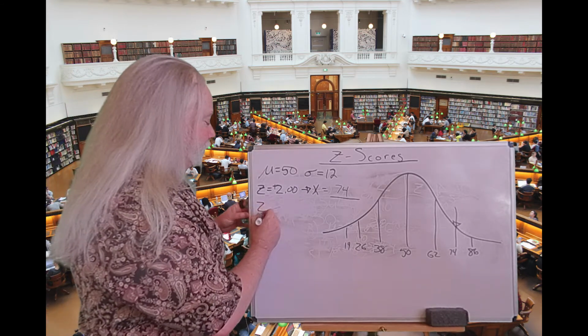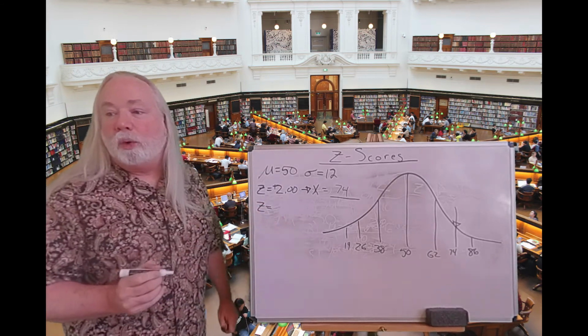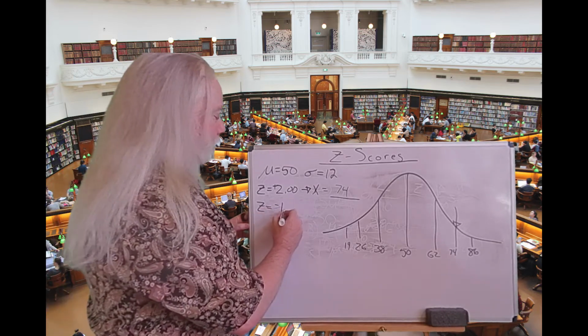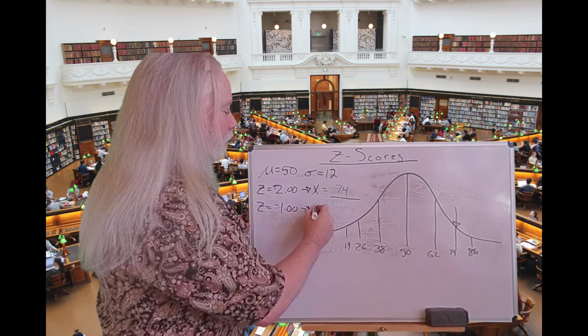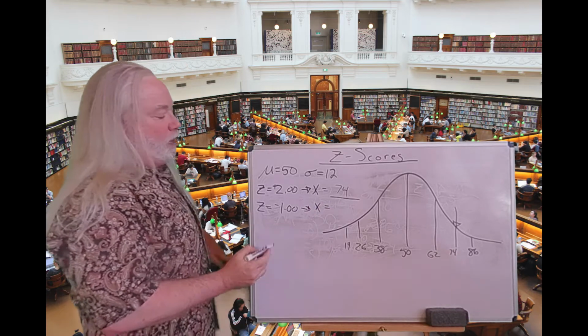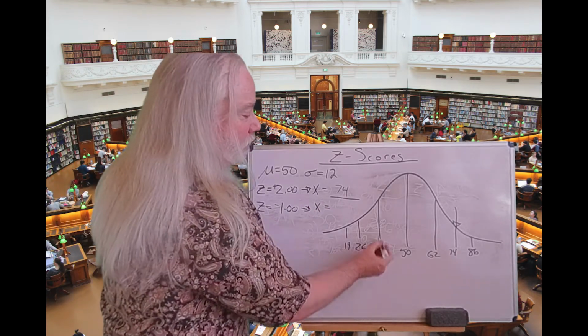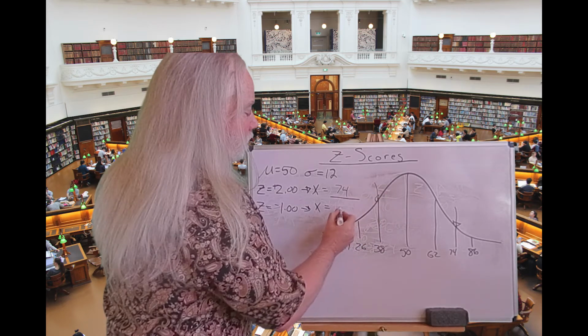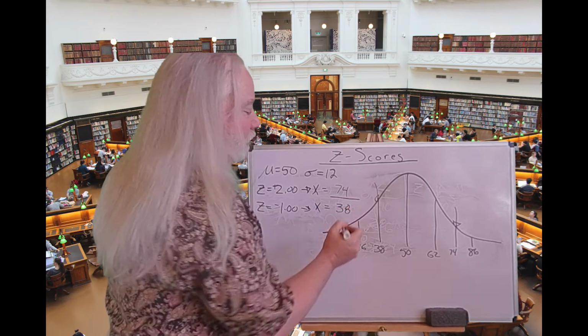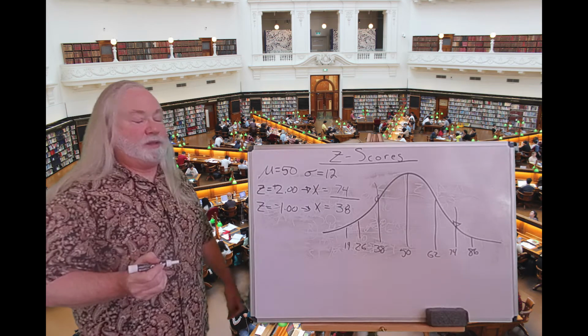Let's say within this distribution, someone else has a z-score equivalent of -1. Well, what raw score was that? Well, we go exactly 1 standard deviation below the mean. And we can see the answer there is 38.